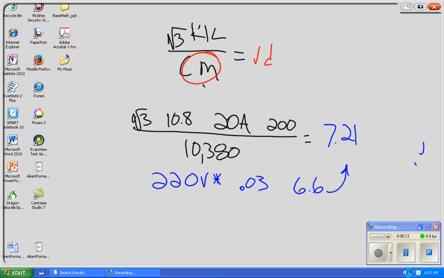Now let's change this up. We're going to change the formula again with that other derivation. Instead of square root of 3 times KI over circular mil giving Vd, we're going to switch these two again. We put in the voltage drop that we want to allow, which is 6.6, and find out what size wire we actually need. So square root of 3, 1.7321, times 10.8, times 20, times 200, enter, divided by 6.6.